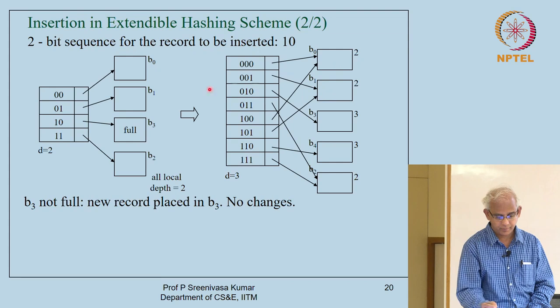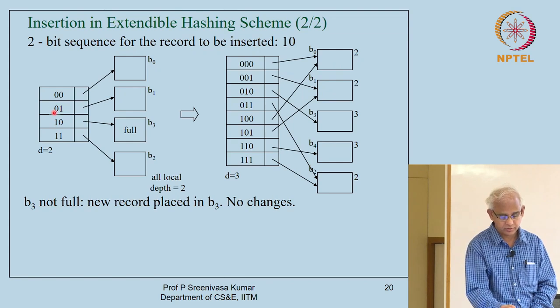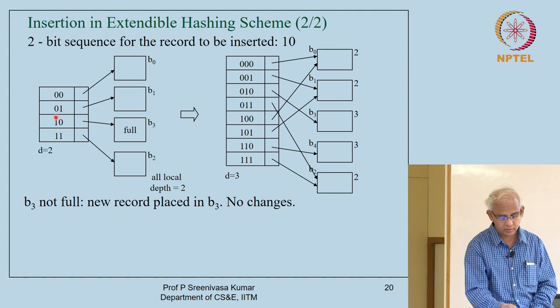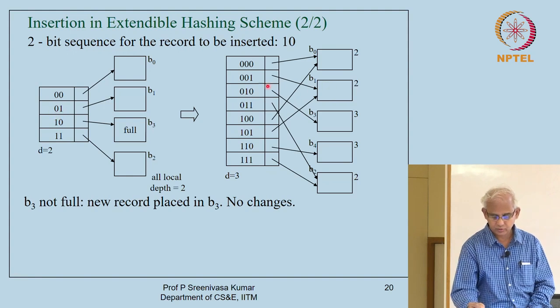In a similar way, for B1, all those records with 0 1 were coming here. Now we will see that 0 0 1 and 1 0 1 will come here. So 0 0 1 and 1 0 1, both of them will come here.